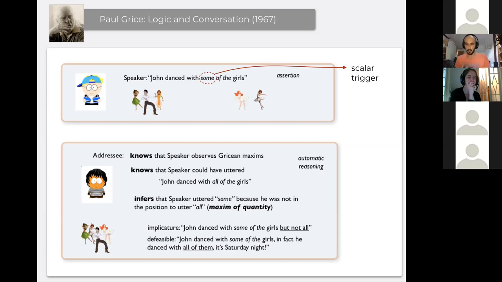Why do we know that this is an implicature? Because it is defeasible. For instance, you can say "John danced with some of the girls, in fact, he danced with all of them, it's Saturday night." So it can be canceled without any sense of contradiction. Okay, and this is a scalar implicature.